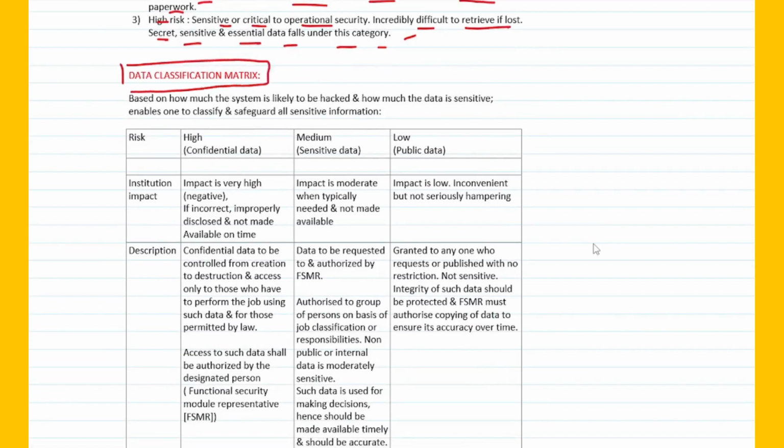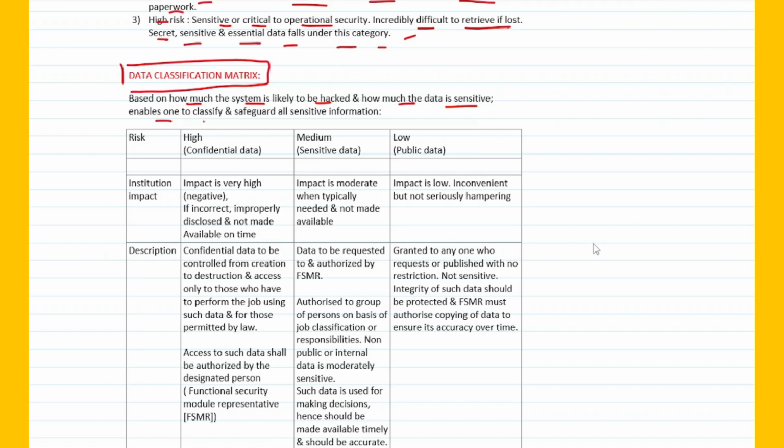Okay, what does this matrix talk about? This is again based on the risk categorization that we read right now. The first one, it talks about what? It is based on how much the system is likely to be hacked and how much the data is sensitive. So it talks about the sensitivity of the data that you have and how likely it is to be hacked. Say if it is a low risk, then it's absolutely fine. But if it is a high risk, which is company specific and which cannot be retrieved, in that case that becomes a very important data. Or we can also call that a very confidential data. So that's what the data classification matrix talks about.